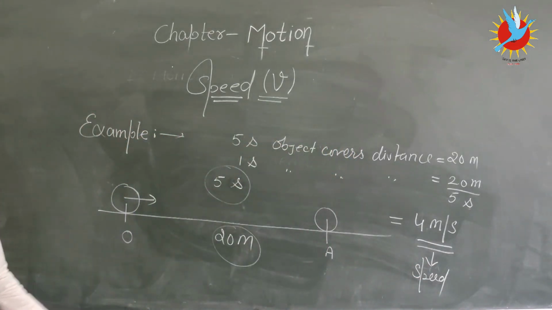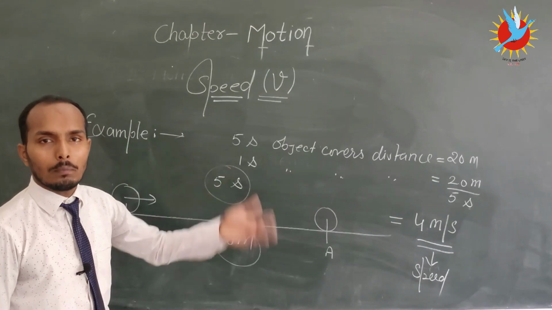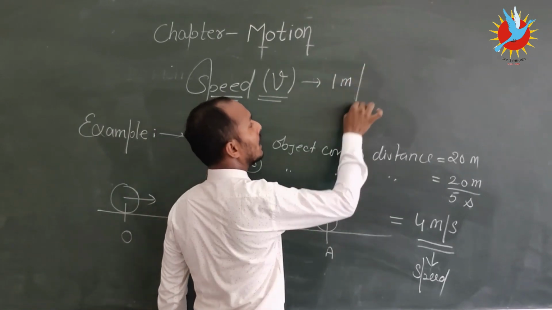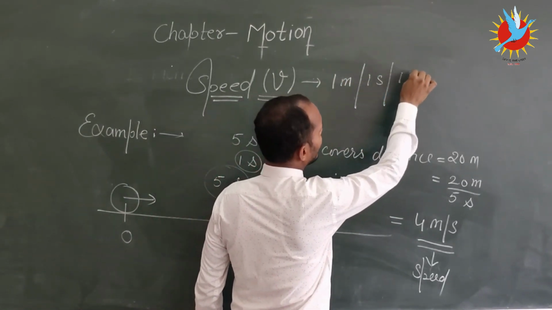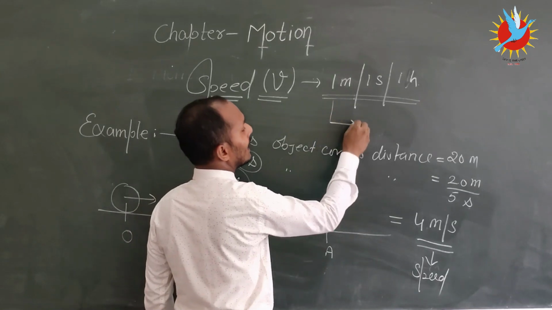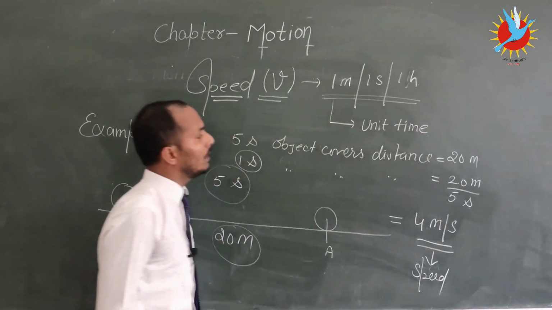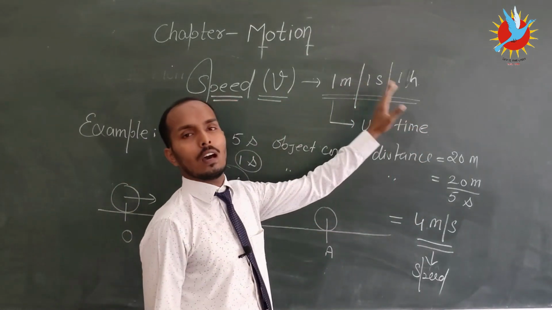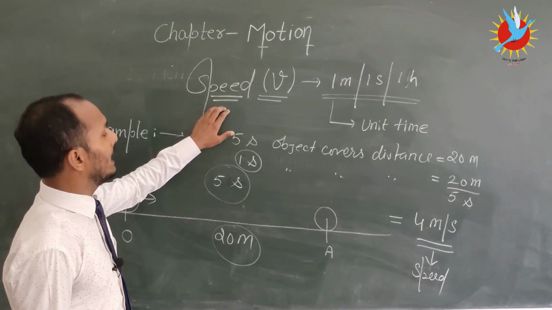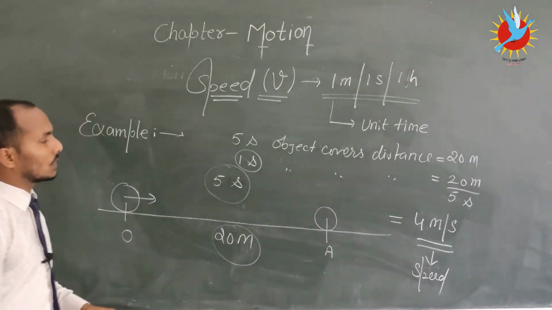So what is speed? How can you define speed? Speed is the distance covered by an object in 1 second, in 1 minute, or in 1 hour. By taking 1 minute, 1 second, or 1 hour, you take it in unit time. What is the meaning of unit time? Unit time means 1 second, 1 minute, 1 hour; unit means 1. Then what is speed? Speed means how much distance is covered by the body in unit time. This is the definition of speed.